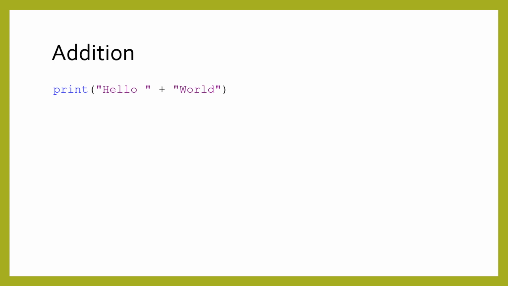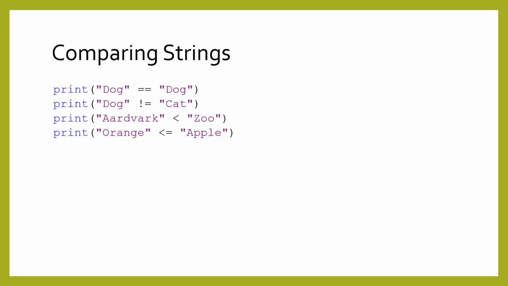Like numbers, you can add two strings together. This puts them side by side in a single new string. This is sometimes called concatenation. You can test if two strings are equal, not equal, or even compare them using less than and greater than. This measures which one comes first in the alphabet.